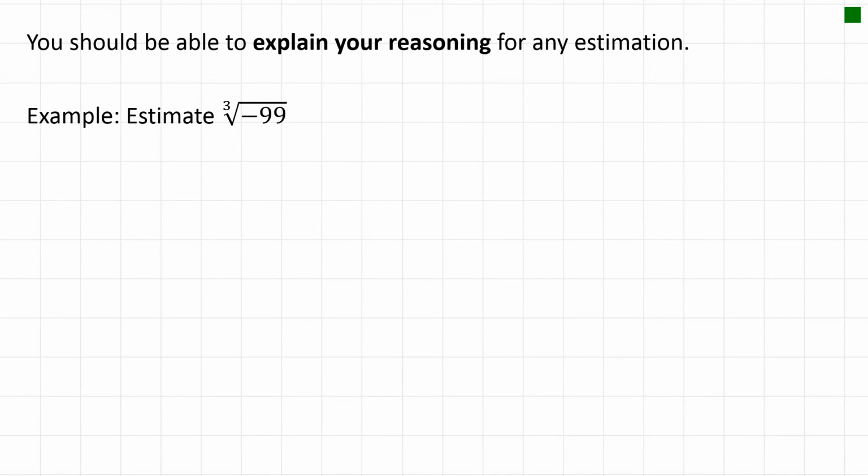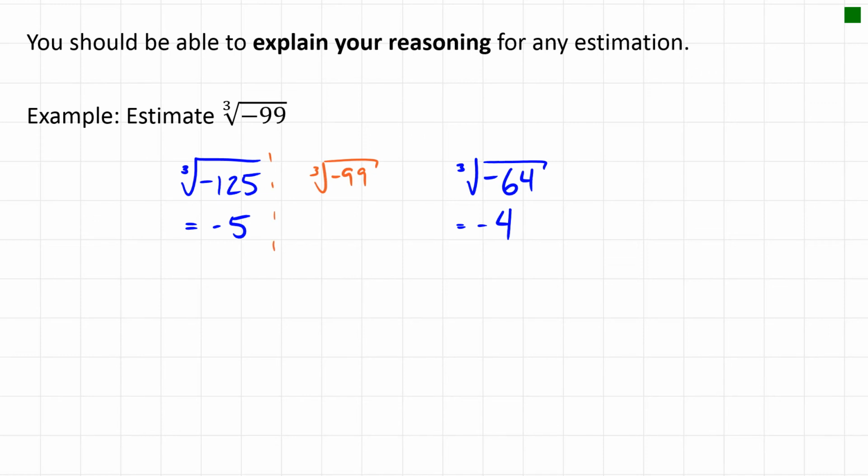So here's an example of how I would show that. If I wanted to estimate the cube root of -99, I would start by finding some perfect cubes nearby, like -125. The cube root of -125 is equal to -5. And the cube root of -64 is equal to -4. So the cube root of -99 has to be somewhere between those two values.